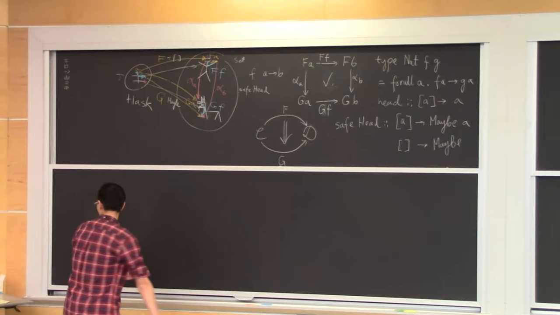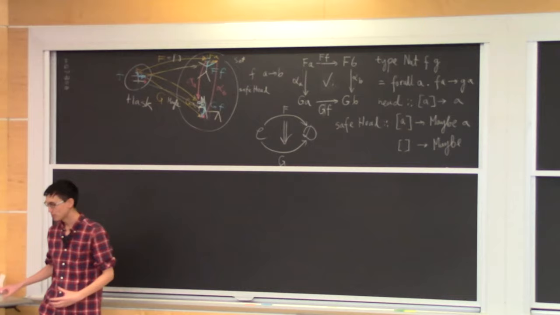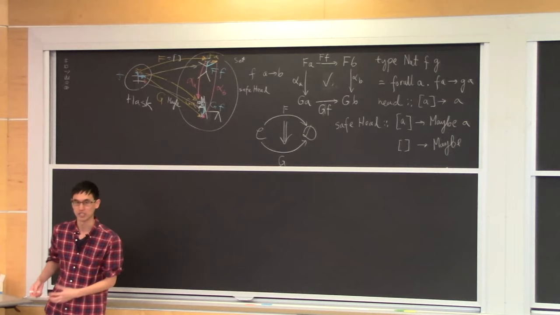Okay. So the aim of the next half hour is to give you a definition of an adjunction, and then to see some examples of them, and then to extract some natural transformations from them.